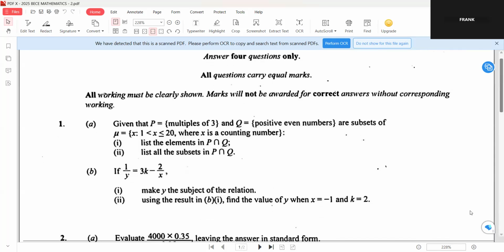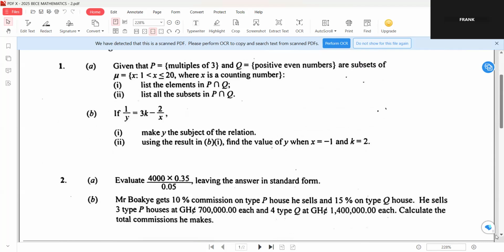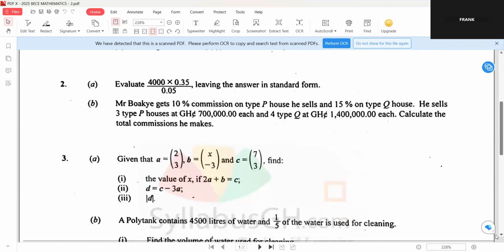We'll move on to question number 2 of our 2025 BECE Mathematics. Question 2A talks about evaluating 4,000 times 0.35 all over 0.05, leaving the answer in standard form.